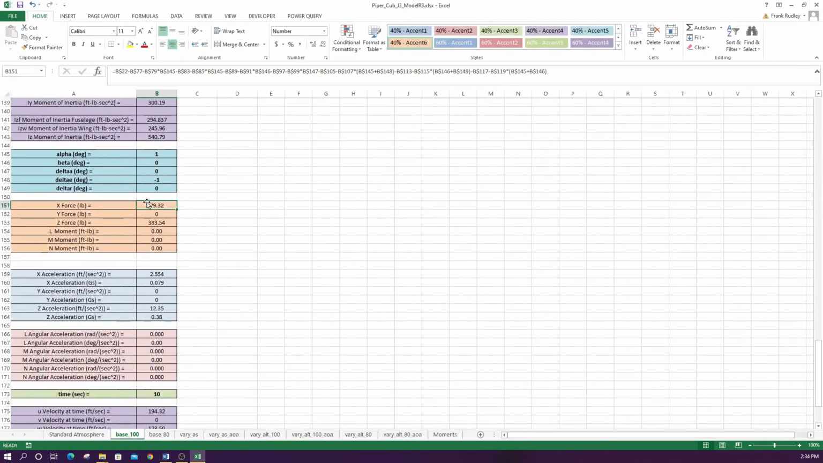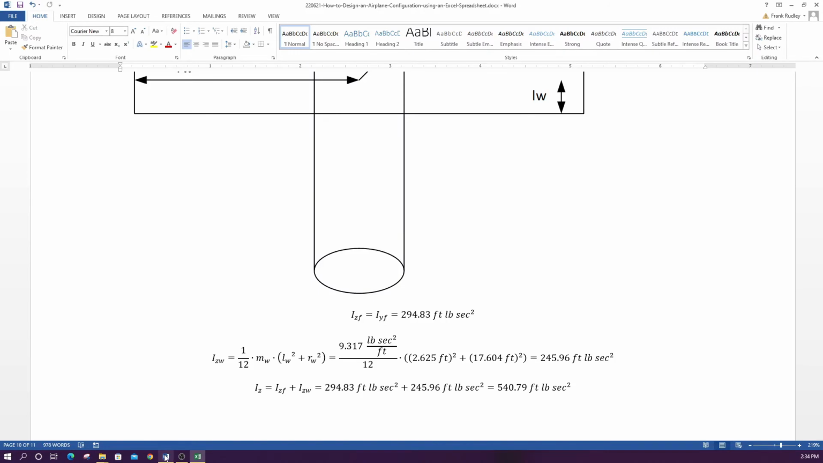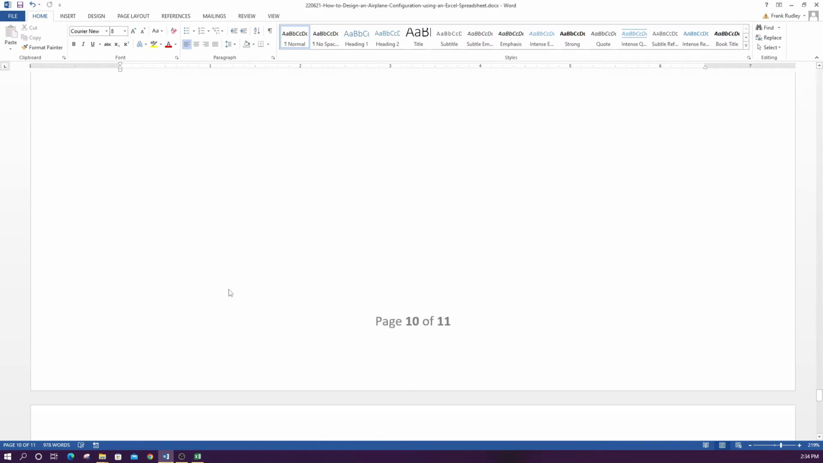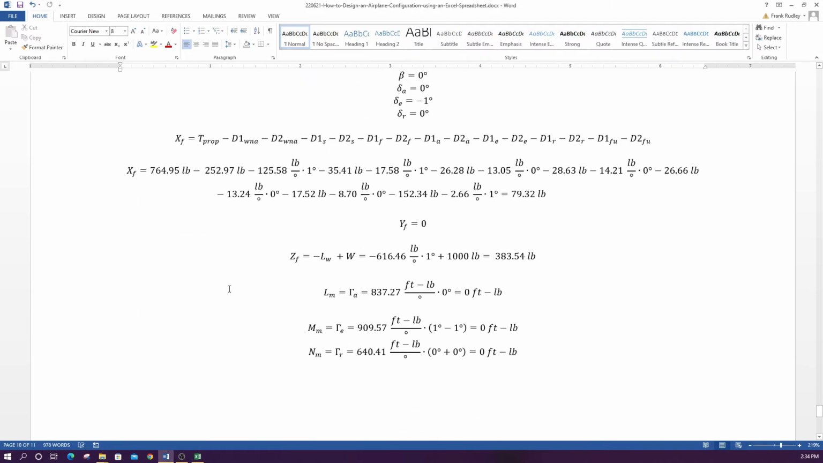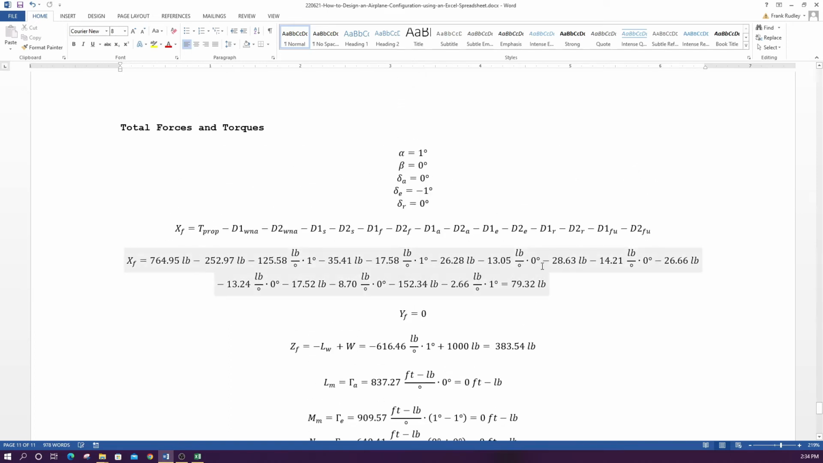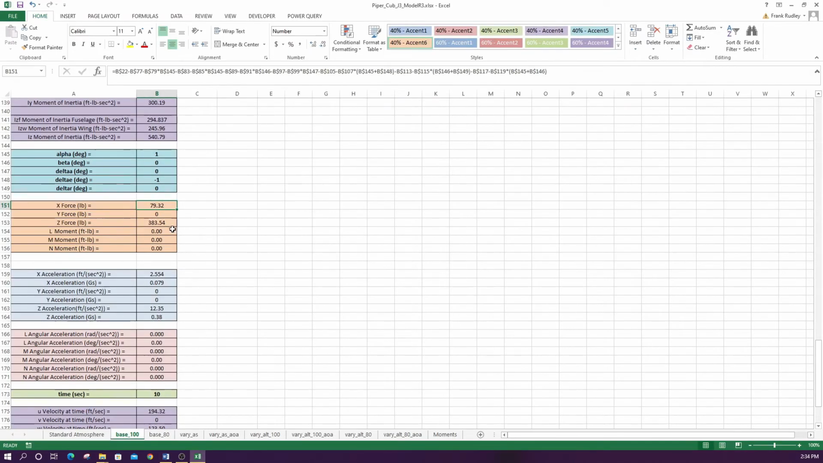This is our X force and our Z force. You can see our X force is positive, it's 79.32 pounds. If I go back to our hand calculations, here's the 79.32, and our Z force is 383.54. I go back here and you see our 383.54. So you want to make sure those two match. In our column here, there's no dollar sign in front of the letter, but in front of the number you want a dollar sign. That means it locks it in Excel.